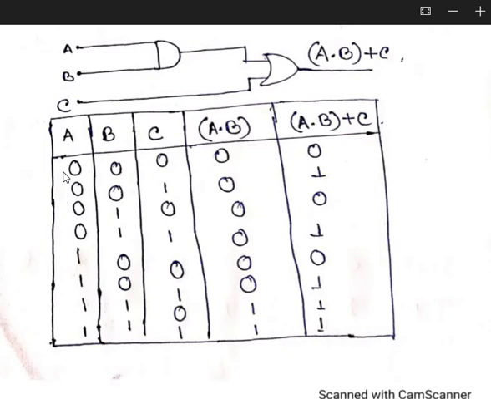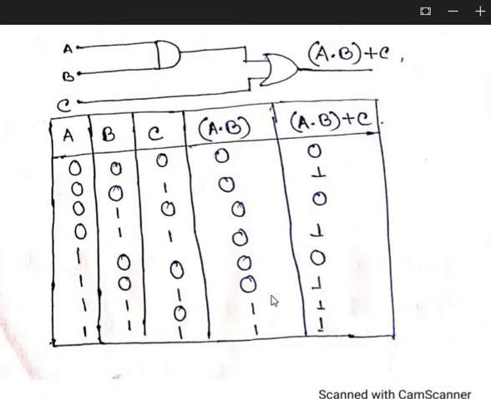So the value of 0 is 0, 0, 0. Value of 1 is 0, 0, 1. The value of 2 is 0, 1, 0. Value of 3 is 0, 1, 1. Like that way, 4 is 1, 0, 0. 5 is 1, 0, 1. 6 is 1, 1, 0. And 7 is 1, 1, 1.